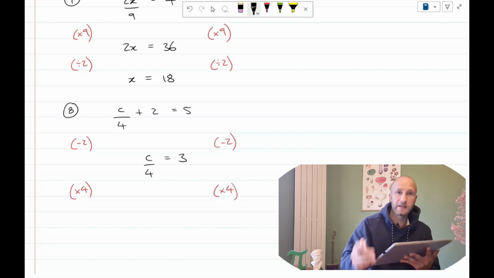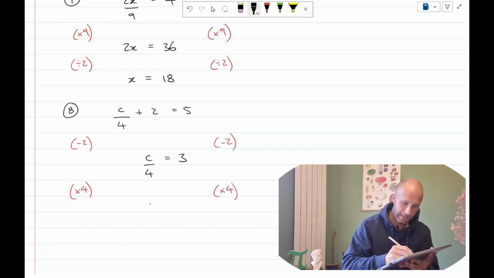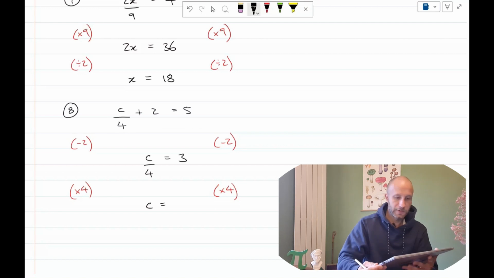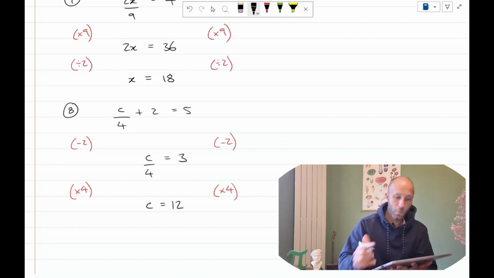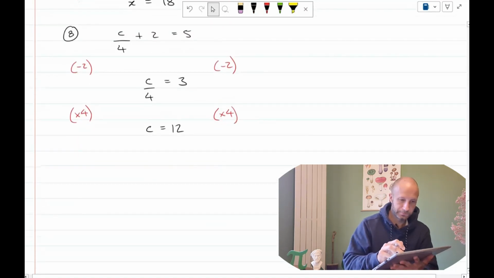Got to multiply the right-hand side by 4 as well to balance it. Left-hand side times 4, the c just pops out. I clear the division by 4, but I've got to times the right by 4. 3 4s are 12. So that's one way of doing question 8.